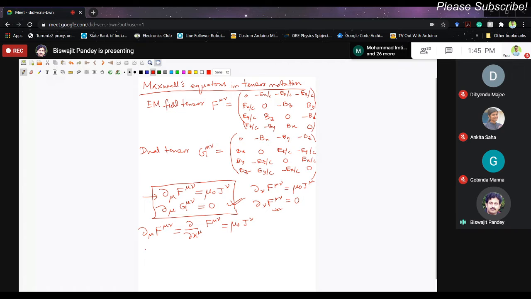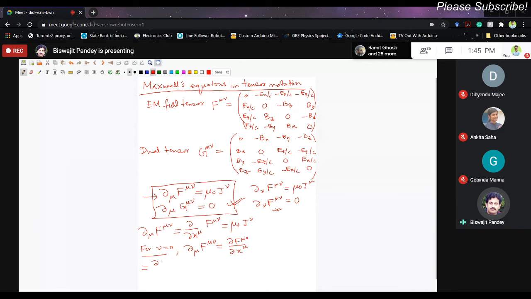So let us start with the first one, let's say for ν equal to 0. Let us start with ν equal to 0. ν is this one, ν is 0. So that means I want to write down ∂_μ F^{μ0}. As I told you, we are going to vary the value of μ. So this is ∂F^{μ0}/∂x^μ, right?